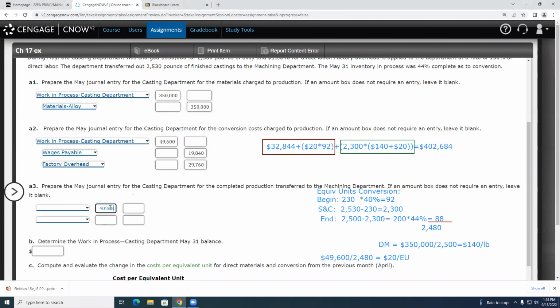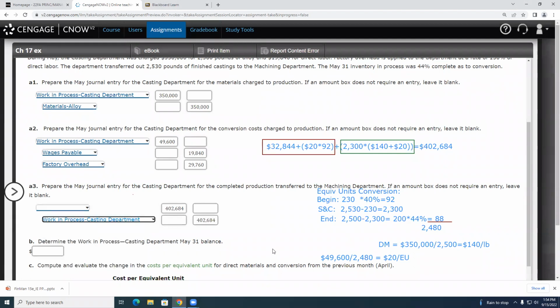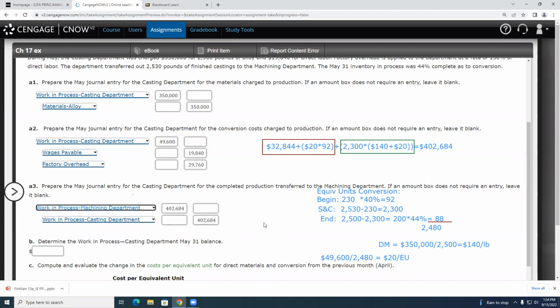So what happens to that $402,684? When we finish with it in the casting department, we're going to move it out of the casting department. Physically, we take the material and transfer it, put it on a dolly or whatever, and roll it over to the machining department. And in our accounting records, we credit the work in process for the casting department to move it out, and we debit the work in process for the machining department.